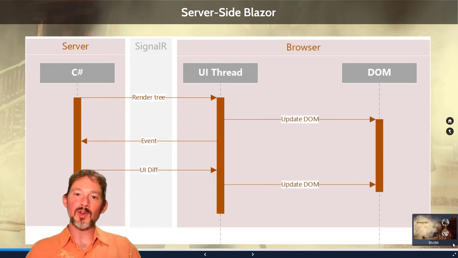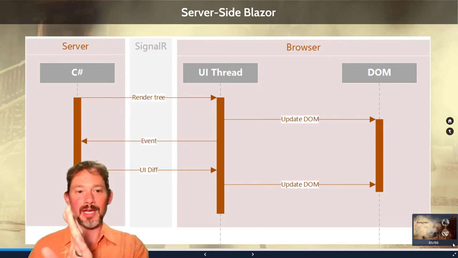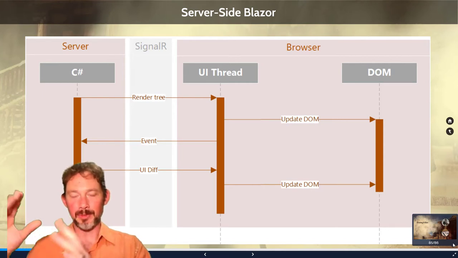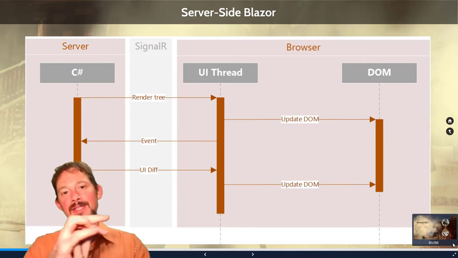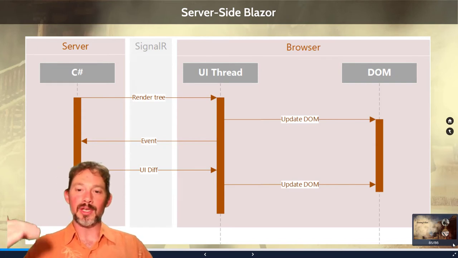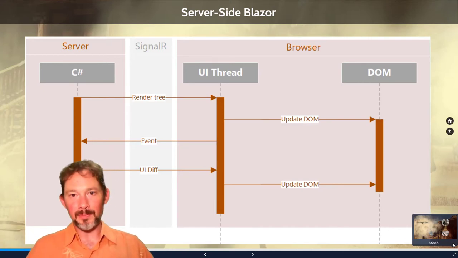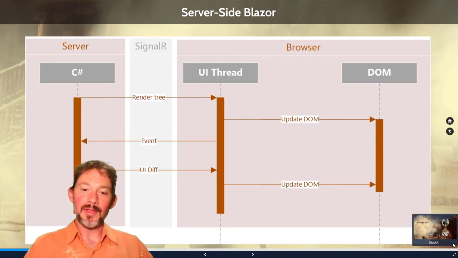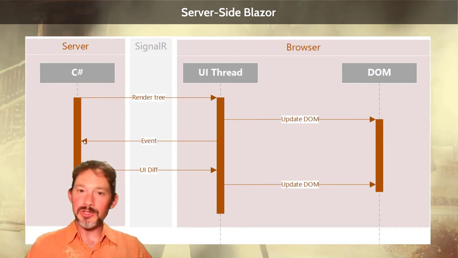So this is a diagram of server-side Blazor, and it looks like this. On the server side, you have C# running, and it creates the DOM. So it's all the buttons and all the elements in the browser, and it renders that all out and then sends that whole DOM as a render tree down through SignalR to the UI thread in the browser. Then the browser accepts that, it updates the DOM, and then it can listen for events. And if it receives an event like a button click, then it can send that back and it goes back up to the server side. Then that runs some more C# potentially.